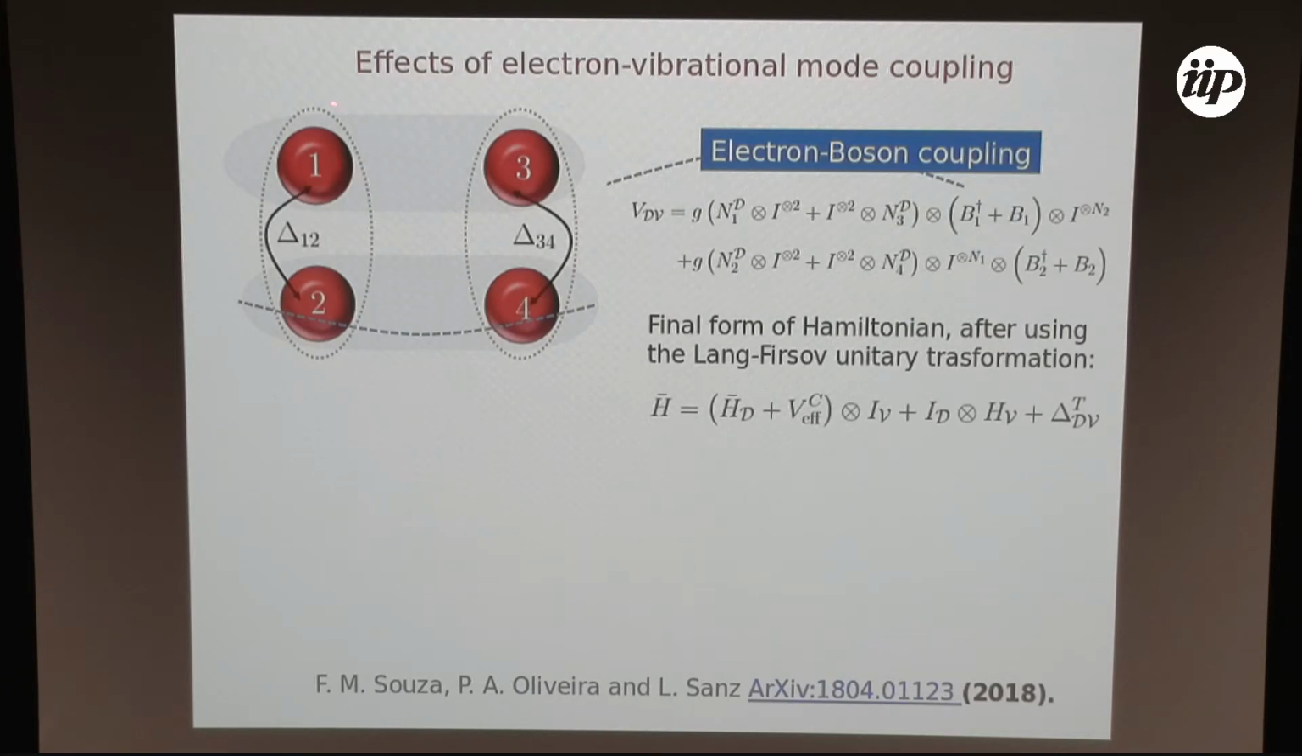So let's say that this pair of quantum dots, 1 and 2, will be our first qubit, while dots 3 and 4 provide our second qubit.